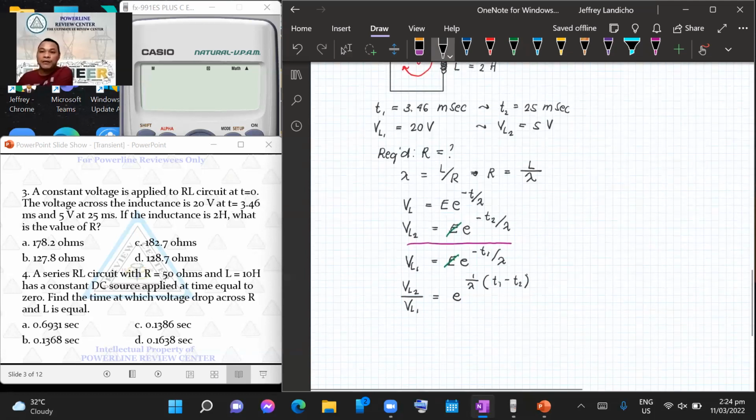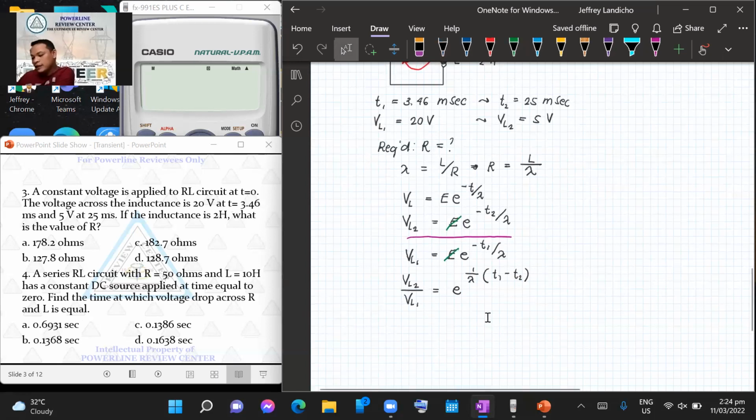So, therefore, para matanggal si E at masolve na natin si lambda, gagamit ka na lang ng natural log. So, in that case, lambda is always equal to t1 minus t sub 2, divided by ln of VL sub 2 over VL sub 1. So, yan ang formula ng ating lambda given two specific values of voltage drop across the inductance. So, lahat given na.